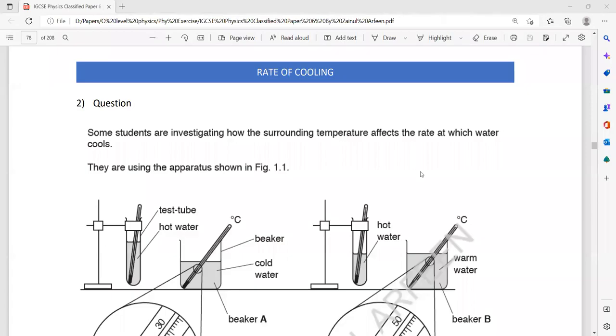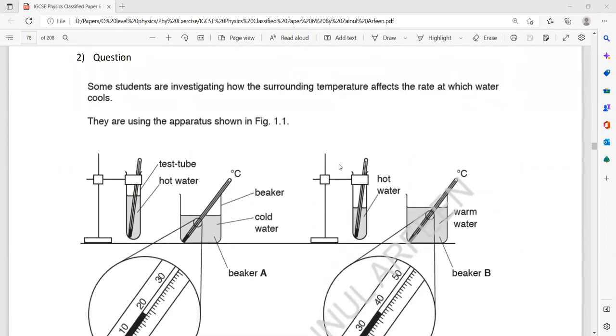So this one is question 2 related to the rate of cooling. It's the same thing that we just planned now, but in terms of the experiment. Some students are investigating how the surrounding temperature affects the rate at which water cools down. They are using the apparatus as shown.